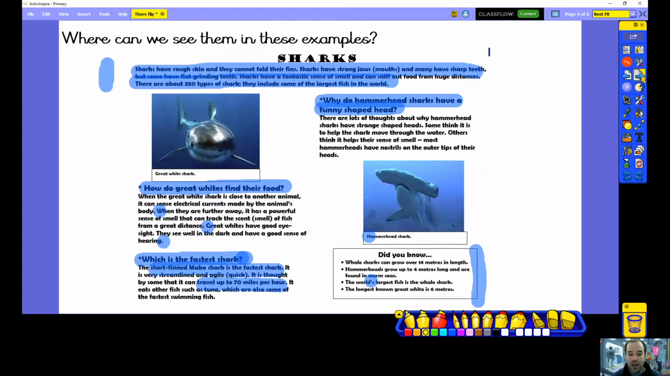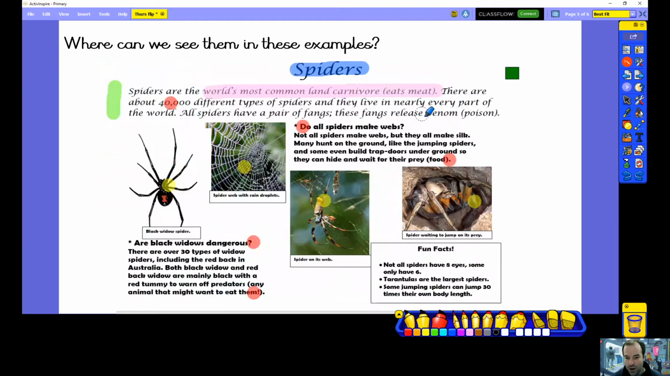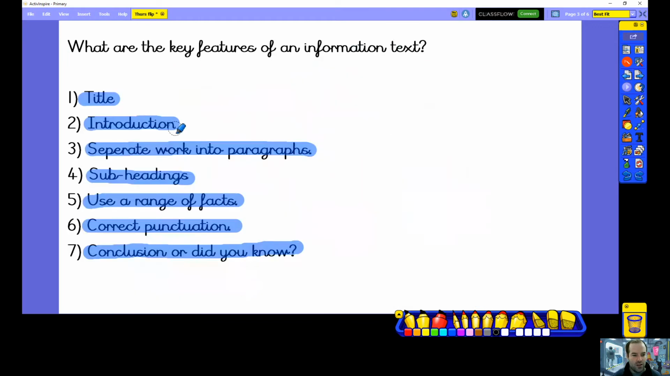Let's look what else we're looking for. Work into paragraphs. We've got loads of paragraphs. We've got 1 paragraph up here, 1 paragraph here, 1 paragraph down here. And then you can say that the fun facts in this case, rather than did you know, is sort of its own paragraph. Done title.